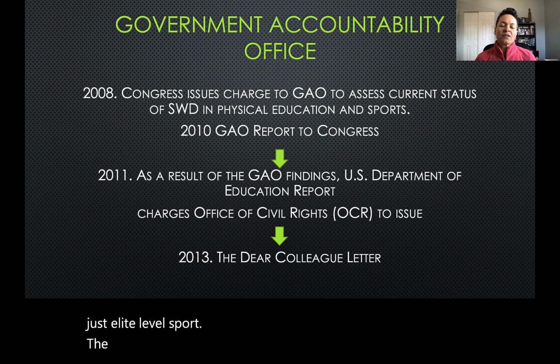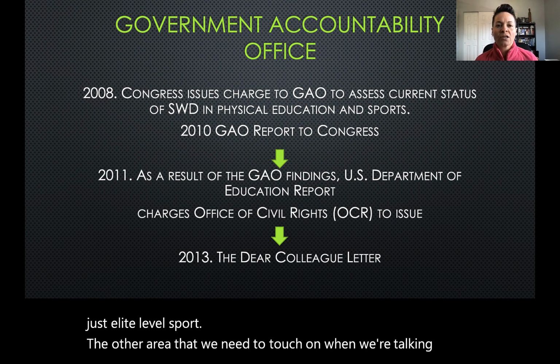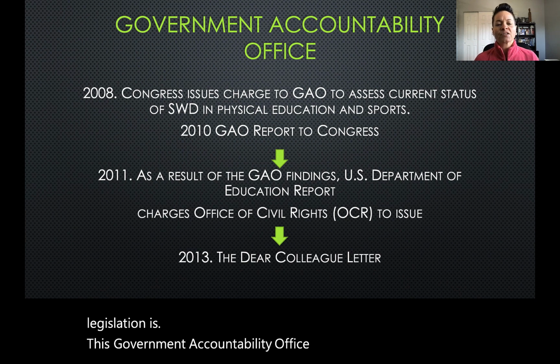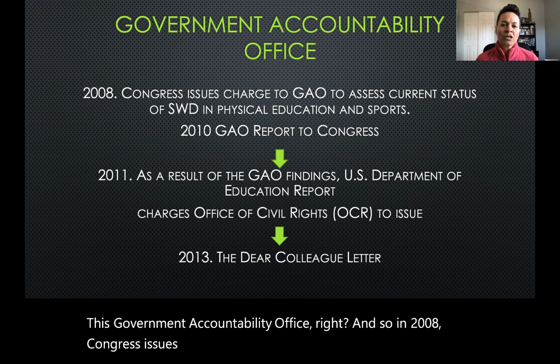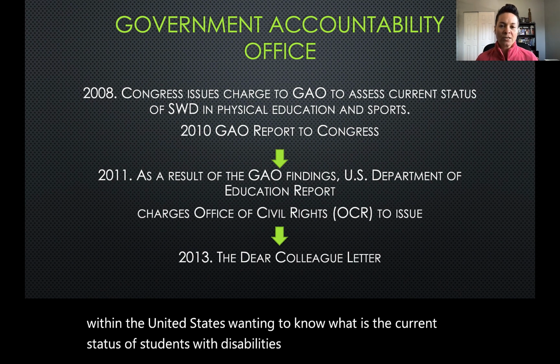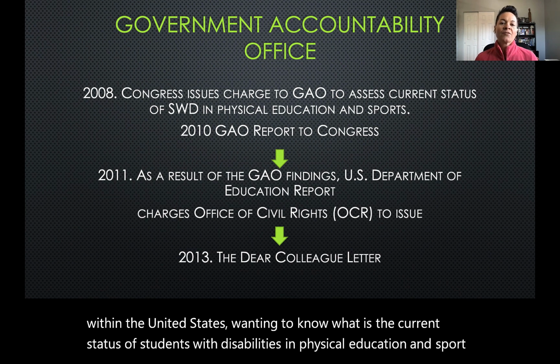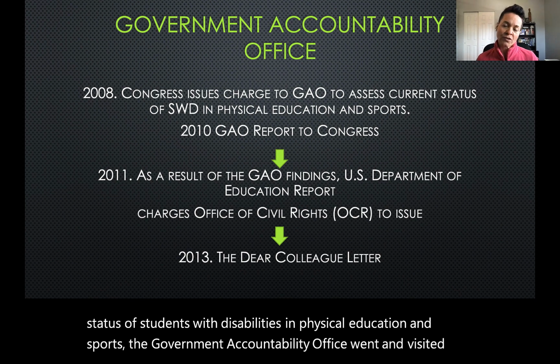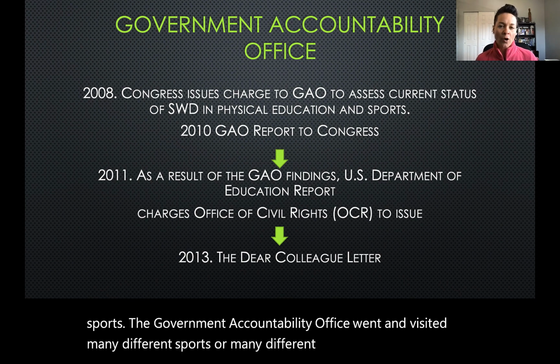The other area that we need to touch on when we're talking about legislation is this Government Accountability Office, right? And so in 2008, Congress issues a charge to this Government Accountability Office within the United States, wanting to know what is the current status of students with disabilities in physical education and sports. The Government Accountability Office went and visited many different schools across the nation looking at physical education and sports.